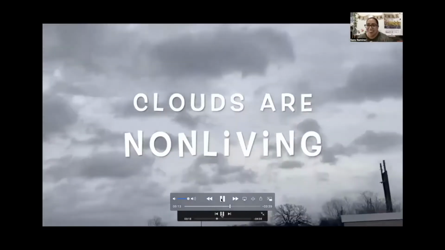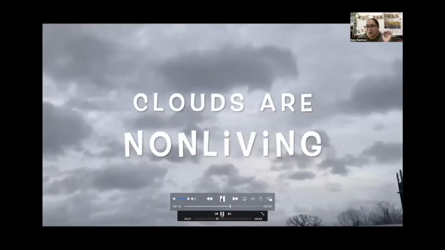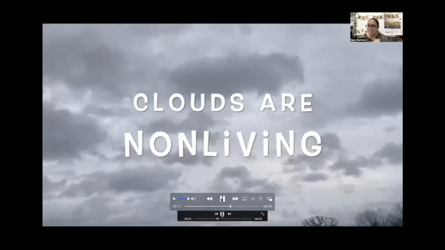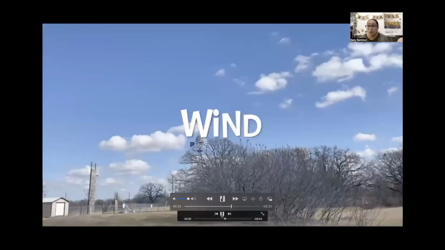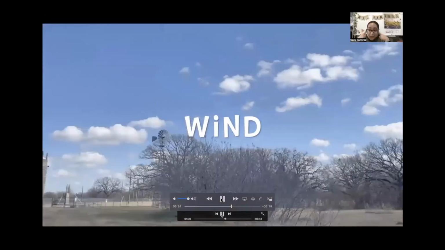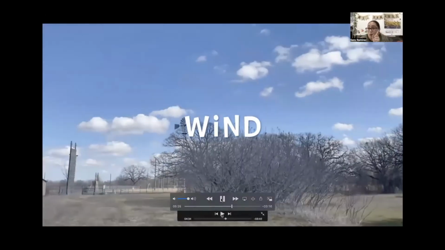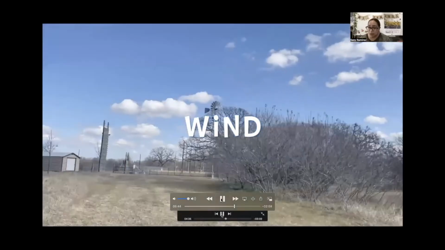So clouds are non-living. Now, even though they're not alive, we still need them because they actually help to give us the rain. What about the wind? We can't see the wind with our eyes, but I know it's a windy day because you might see a windmill. The windmill is the object that is turning around and around. So do you think the wind is a living thing or non-living thing? So go ahead and show your teachers with your hand.